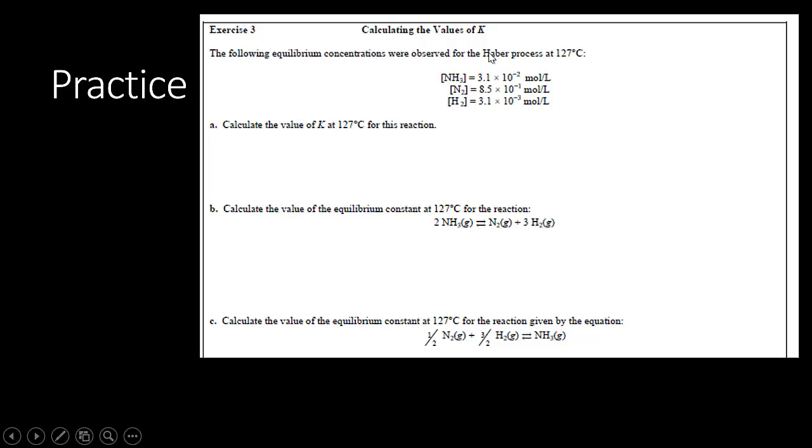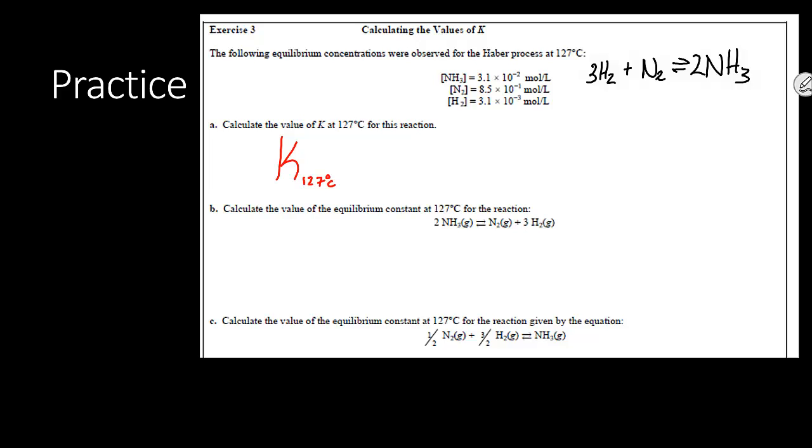So here we have the Haber process, what allows humanity to bypass Earth's carrying capacity, nitrogen and hydrogen producing ammonia gas. We're given the values at equilibrium for 127 degrees Celsius. So we are asked to determine the value of K at 127 degrees, which again, remember, is important because it will be different if we change the temperature.